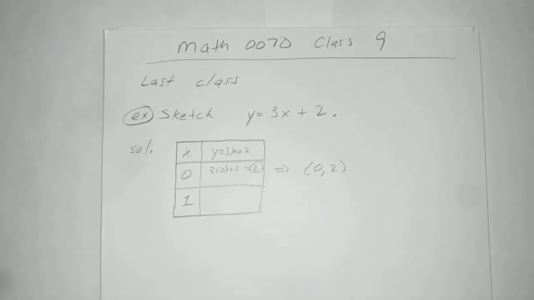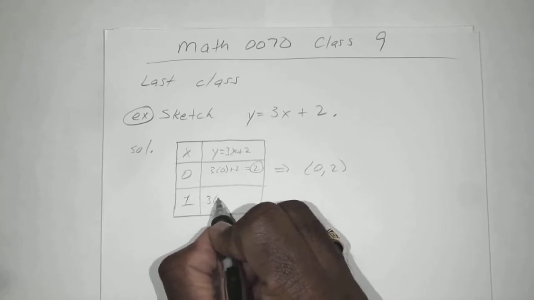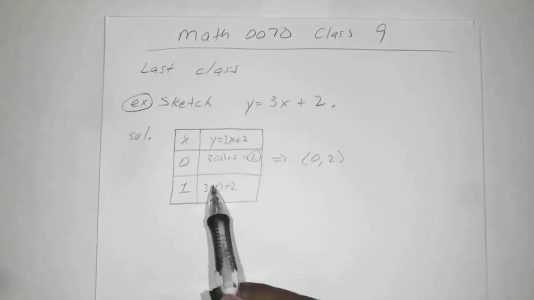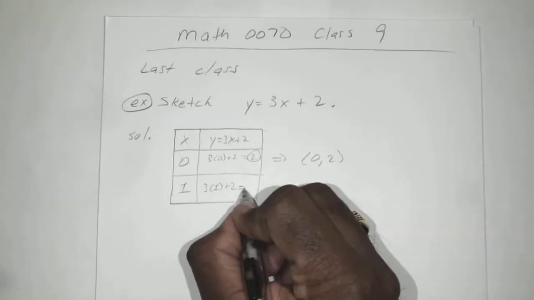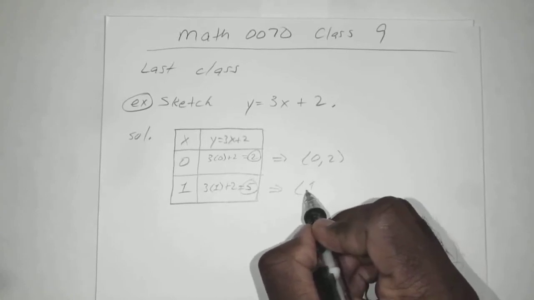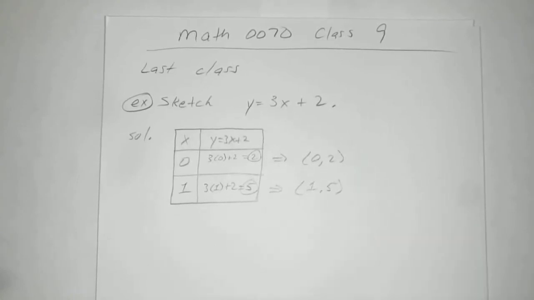When x is 1, that's 3 times 1 plus 2. 3 times 1 is 3, plus 2 is 5. Okay, so that gives you the ordered pair 1, 5. When x is 1, y is 5.